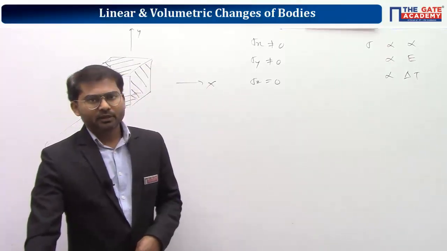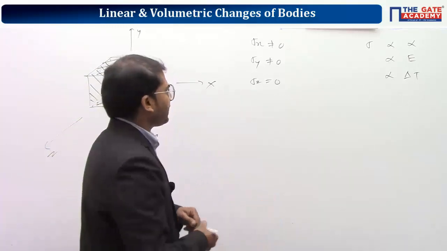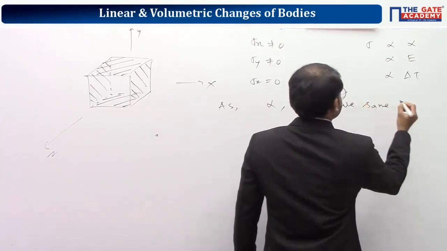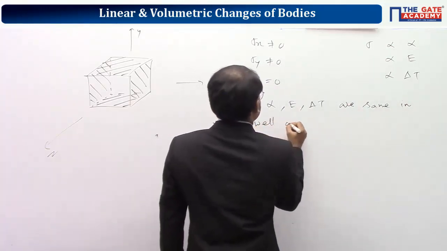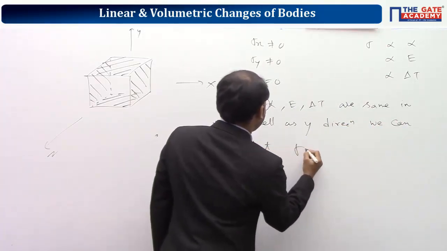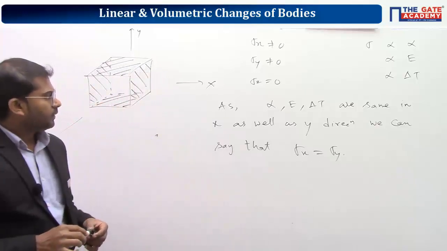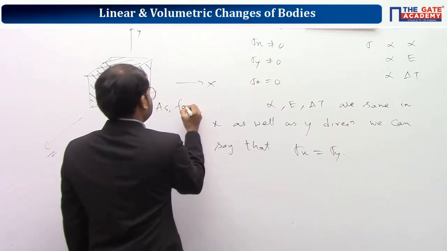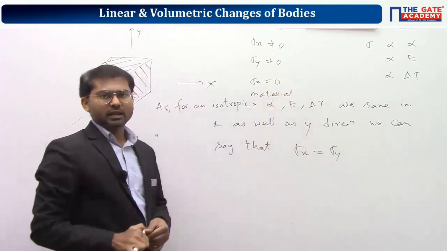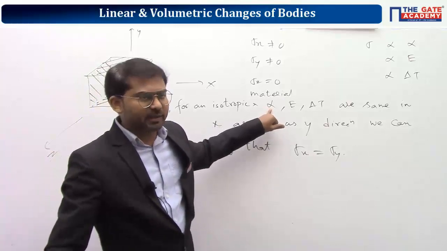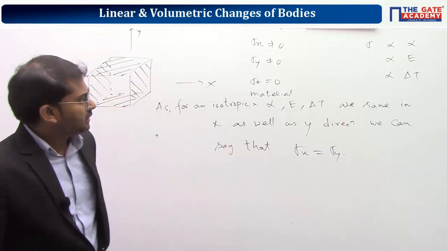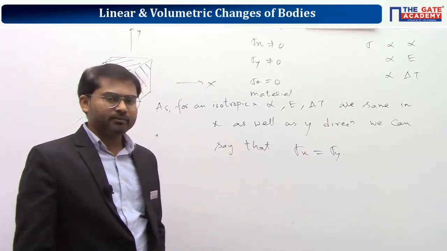So if you see here, alpha, E and delta T are same in x direction as well as y direction. So we can say that sigma x value will be equal to sigma y. Okay, so you can write down like this: for an isotropic material. Because if it is not an isotropic material, alpha in x direction and alpha in y direction may not be same. Young's modulus in x direction and in y direction will not be same. So you will not have this condition satisfied. As far as you are going with isotropic materials, alpha, E and delta T will be same, so you will get sigma x equal to sigma y.